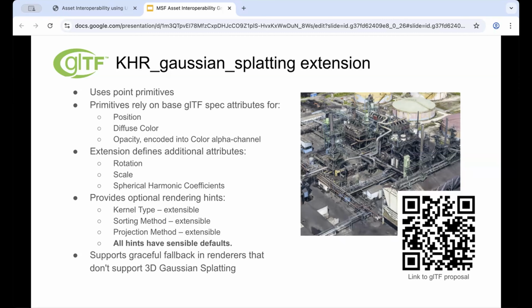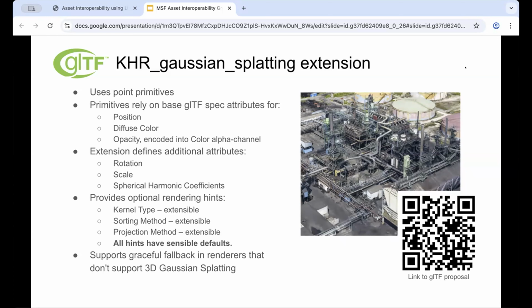And then we've got some optional rendering hints that are similar to some of the stuff in the wider schema graph of OpenUSD, and that's kernel type, sorting method, and projection method. All of these hints have what we believe to be sensible defaults for today. It's a point-in-time thing, and they're all extensible.